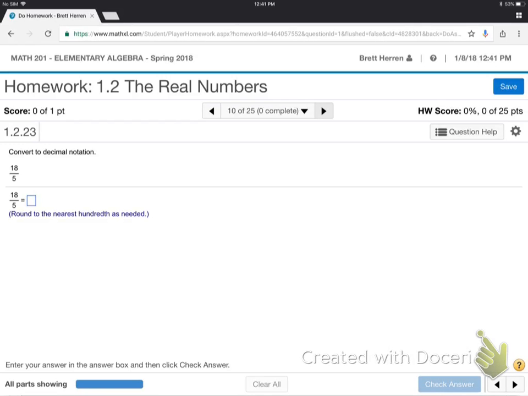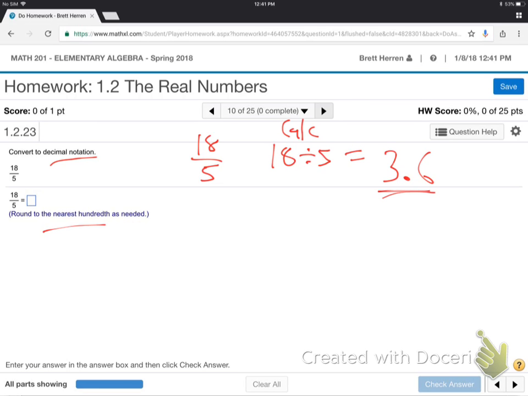Okay, so 18 fifths. It wants you to go to decimal, so I would just use my calculator. You can do it by hand if you want to. Just 18 divided by 5 on your calculator. You will get 3.6, I believe. You guys have a calculator? Just divide it on your calculator to get 3.6, and that's the answer they want. It says round to the hundredths, but this decimal doesn't even go to the hundredths, so we'll just leave it at 3.6.